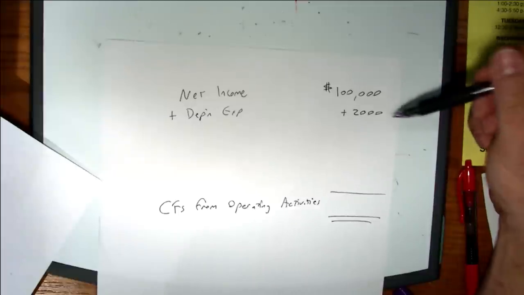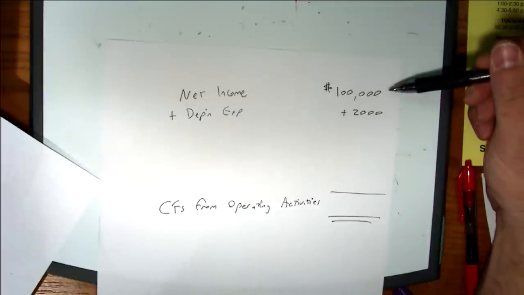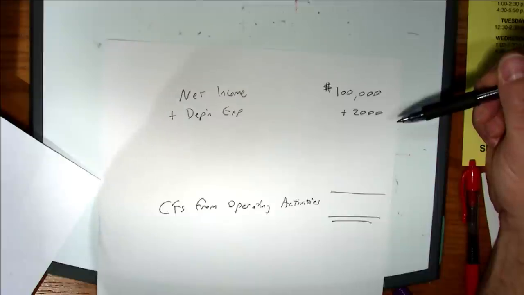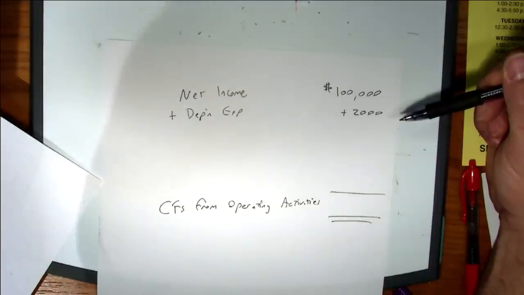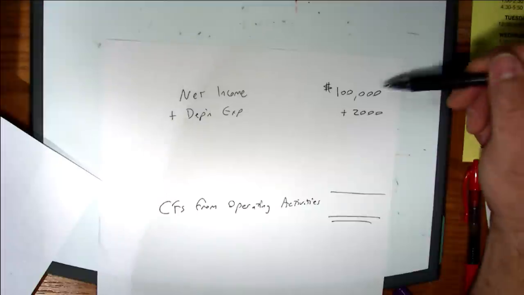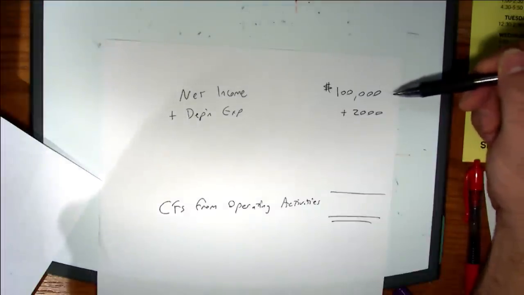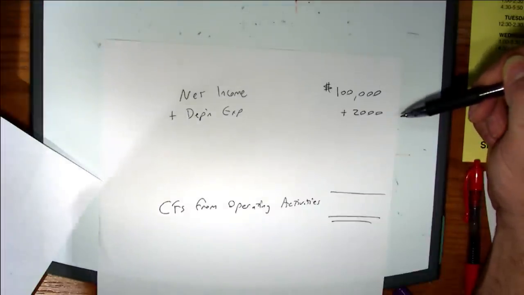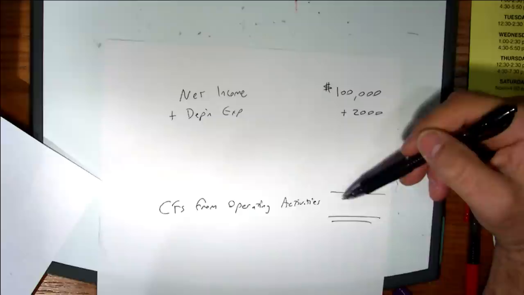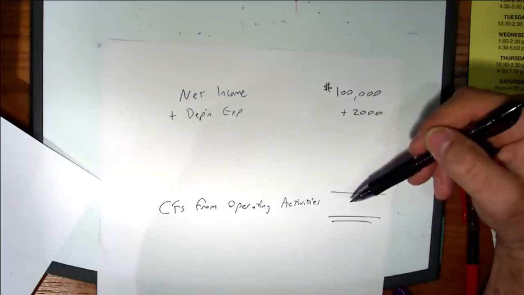Why do we add it back? Because it was deducted in arriving at that number. By us adding it back, we're negating the fact that that occurred. Does that make sense? It's a non-cash expense. It was deducted in arriving at this, but since it's not a cash outflow, we're going to add it back in trying to arrive at our cash flow from operating activities.